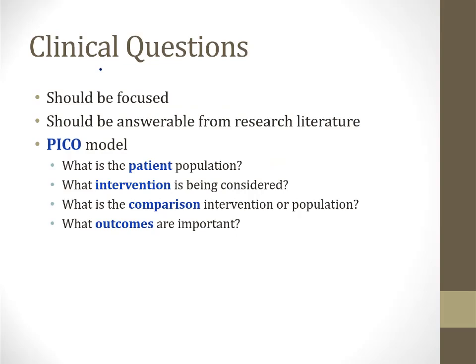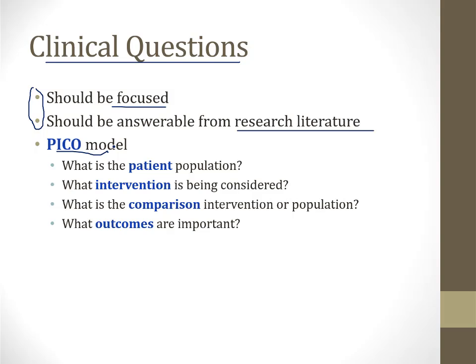So the first element of evidence-based medicine is the formulation of good clinical questions. So let's talk about what good clinical questions are. First of all, they should be focused. You should be very clear on the disease and the intervention you are trying to evaluate with the literature. And then second, they should be answerable from the research literature. To achieve these two goals, most people use what's known as the PICO model for formulating clinical questions.